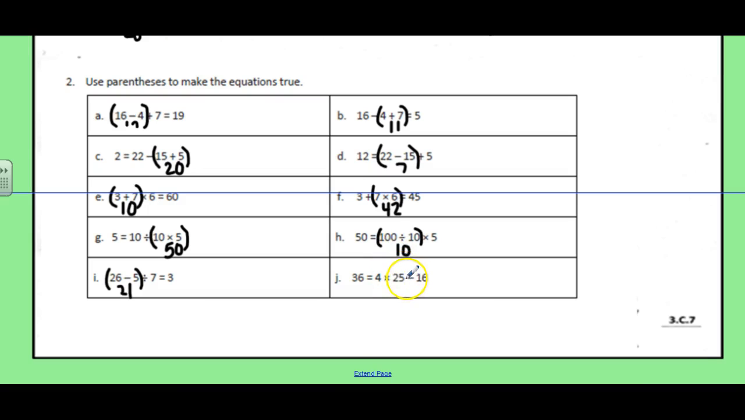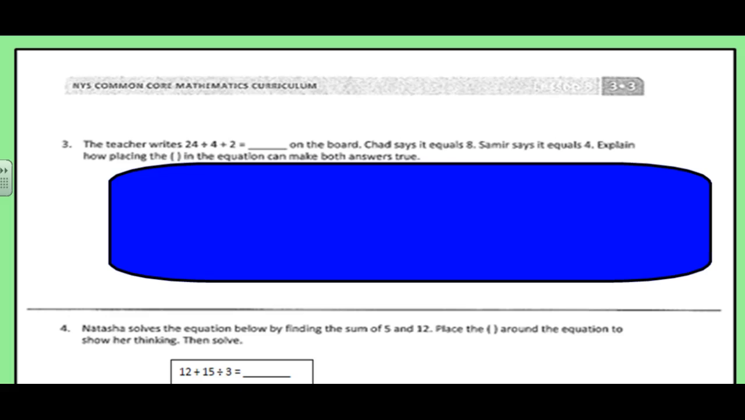When I looked at this one, I knew that I wasn't going to start with 4 times 25 because we haven't learned how to do that yet. So 25 minus 16 will give me 9. And I know if I take 4 times 9, that gives me 36. So these are all the correct answers for number 2 on your problem set. We're going to move on to the back side of your problem set.